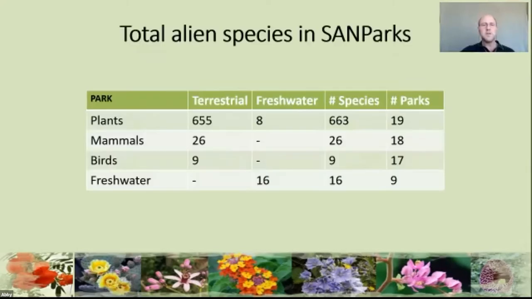So in SANParks, we have about 663 alien species. They occur in 19 national parks, and mammals occur in 18 of the national parks. We have about 26 alien mammal species, birds occurring in 17 of the national parks. So you can see that many of our national parks have been invaded to some extent.